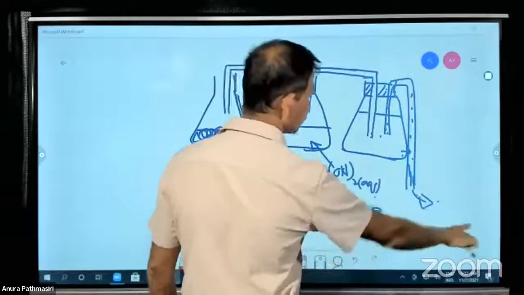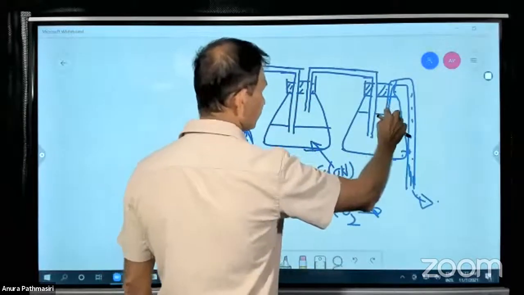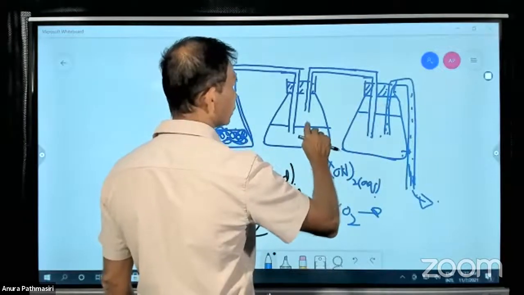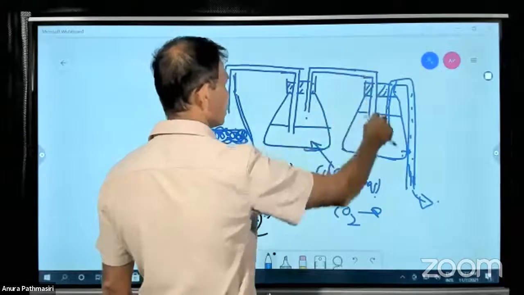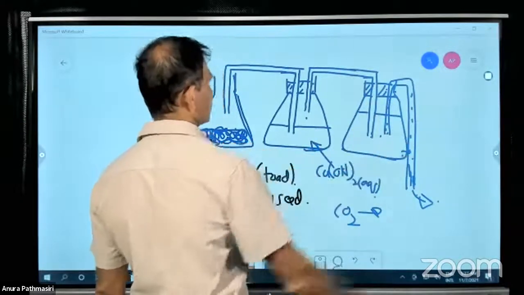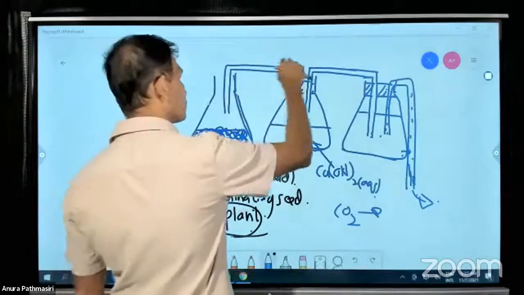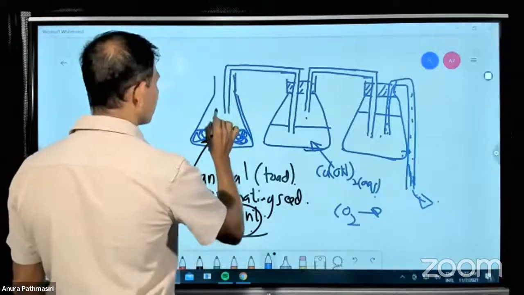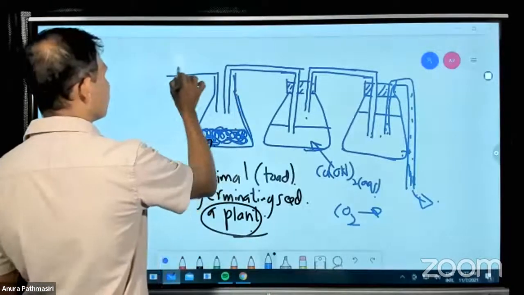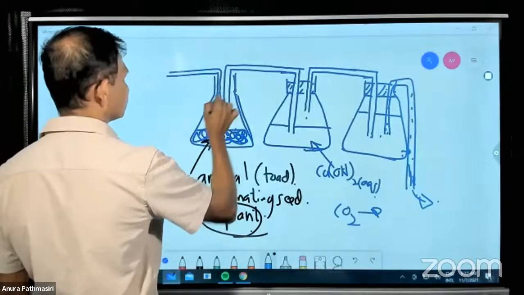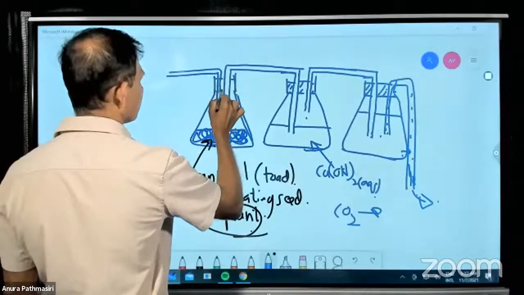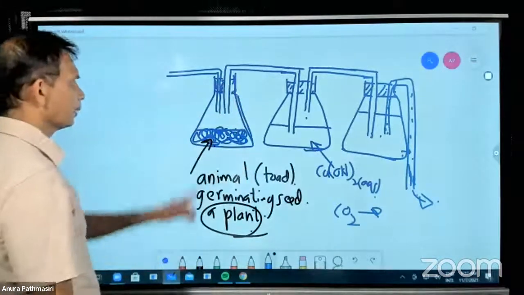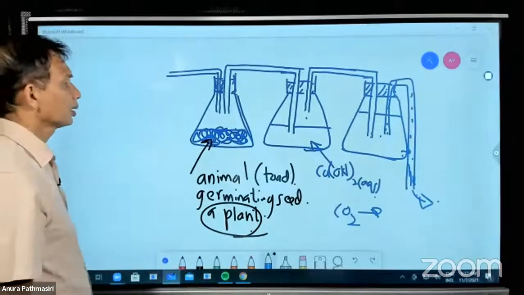When water is removed from this tap, there is a gap over here in air. In order to fill up the gap, the air is taken from this space. As the air is taken up from this space, the air is absorbed by this one. And now we want to check that the air coming into this one is free. Oxygen should be supplied for the germinating seeds.